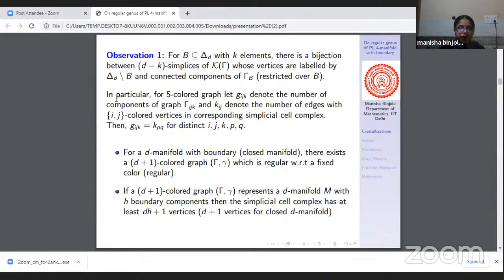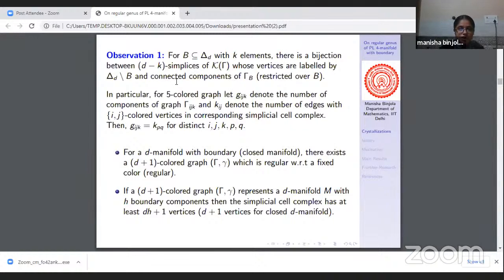So for better understanding, I take a particular case. Suppose we have a 5-colored graph. Let Gijk denote the number of components of gamma ijk. So we take gamma with colors ijk only. And Kij is the notation which denotes the number of edges with ij colored vertices in the simplicial cell complex. So notice Gijk is linked to the graph and Kij is linked to the simplicial cell complex.